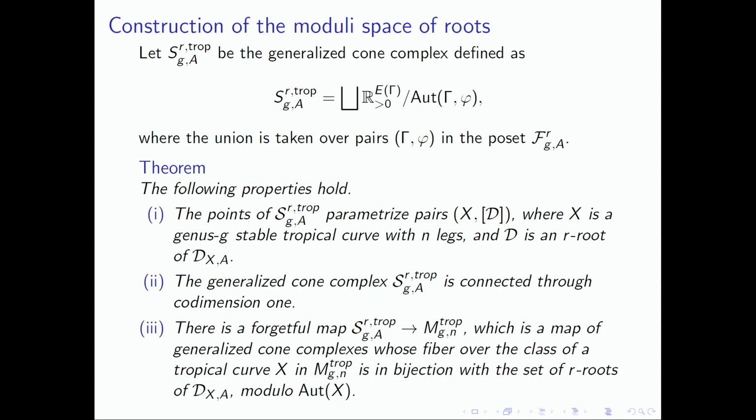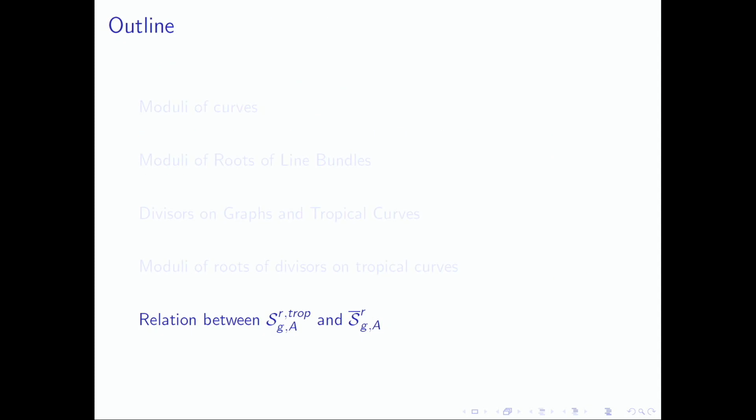So from the tropical side of this story, everything works well. Actually, we can construct a moduli space, and fine. It parameterizes the things you want to parameterize. And the question now is, what is the relationship between this space and the algebro-geometric space, as GAR?